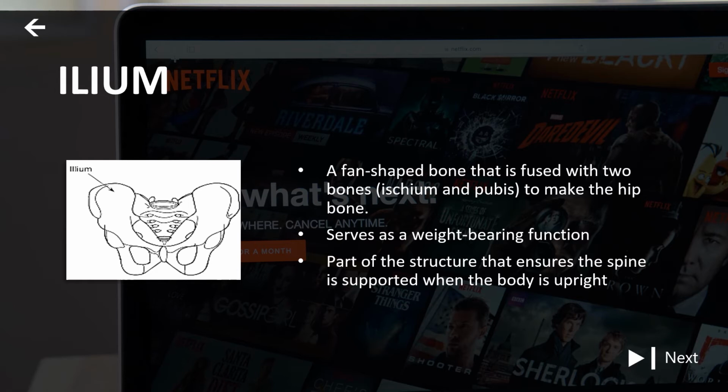It should be noted that the arcuate line of the ilium forms the posterior part of the iliopectineal line, and the pectineal line forms the anterior part of the iliopectineal line. The iliopectineal line runs forward and demarcates the false pelvis from the true pelvis.